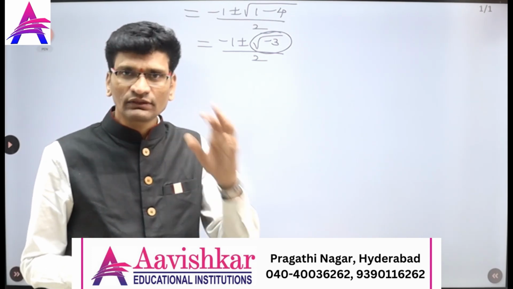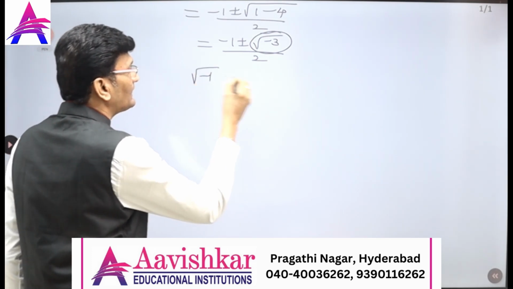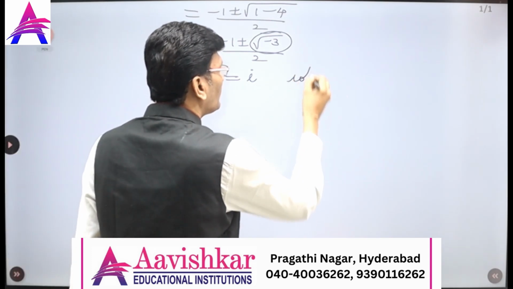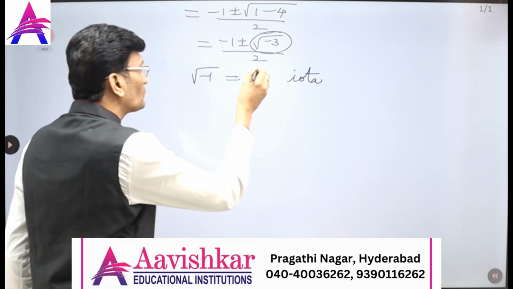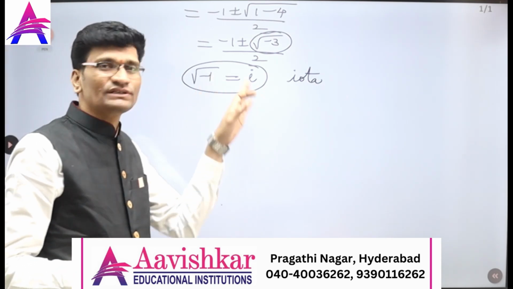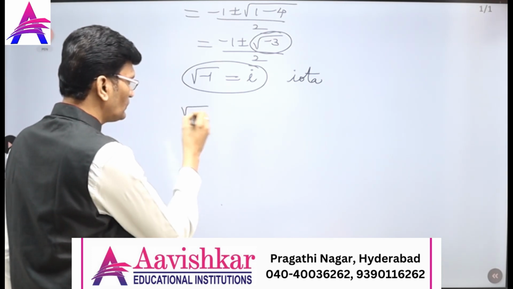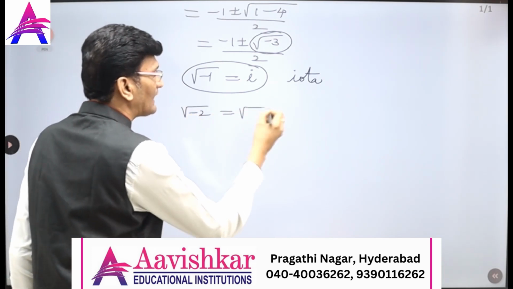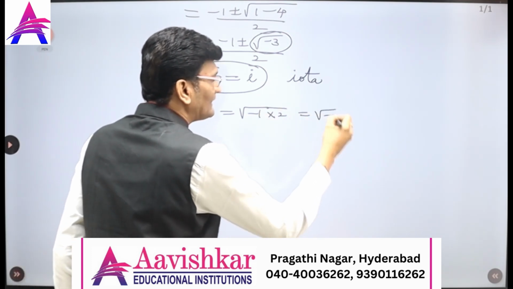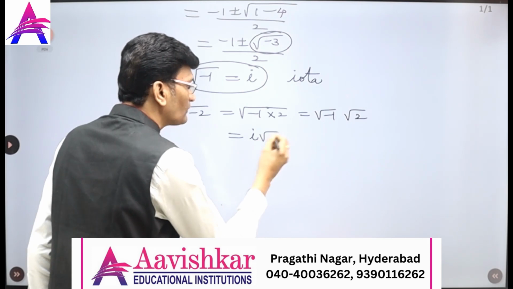the scientist Euler invented one number, root minus 1, and he denoted it as i. Here i means iota. So root minus 1 is equal to i, called the imaginary number. That is the reason whenever we get root over minus 2, we immediately write it as root of minus 1 into 2 and separate them. Write it as root minus 1 and root 2. Then we write it as i root 2.